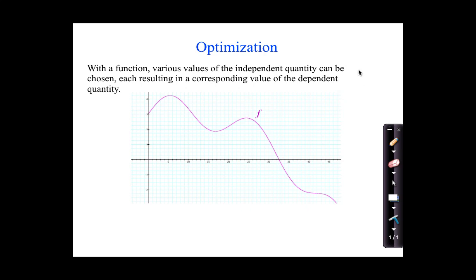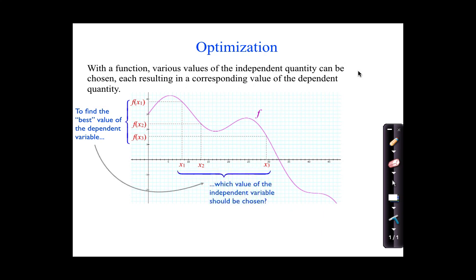But with a function, various values of the independent quantity can be chosen, each resulting in a corresponding value of the dependent quantity. Okay, great. That's just facts about functions. If I pick an x value, I can find the corresponding y value. Or if I pick an independent value, I can find the corresponding dependent value. So to find the best value, optimizing our situation, we need to know a few things. We need to know, what do you mean by best? Because that on its own doesn't really make any sense for any individual situation.